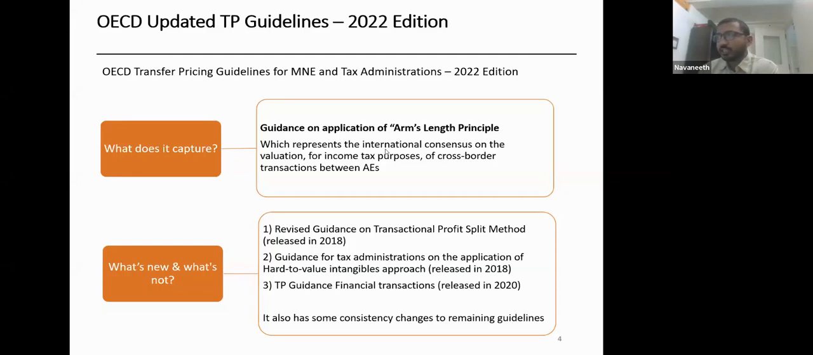In addition, in 2020, there was additional TP guidance on use of financial transactions. This document synthesizes and consistently has built in all these three changes, and wherever required, the necessary changes have been made across commentary and is now available in a synthesized form.